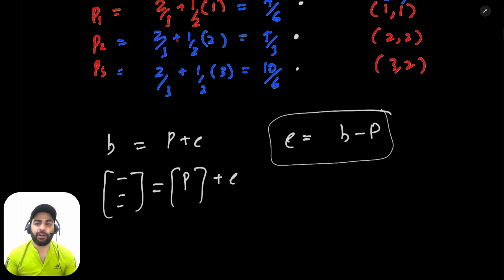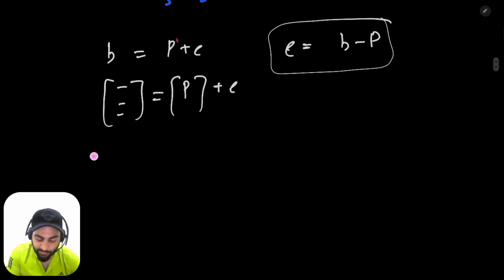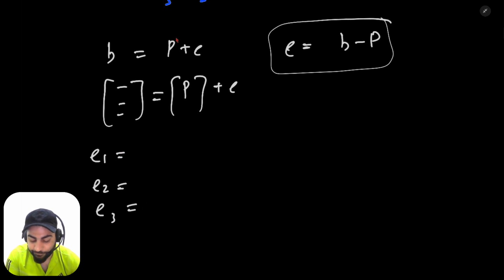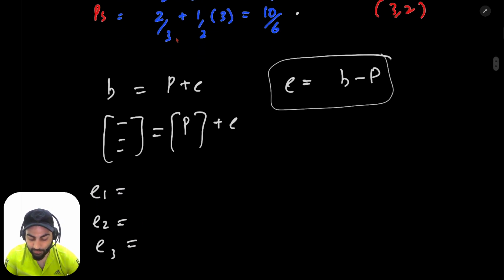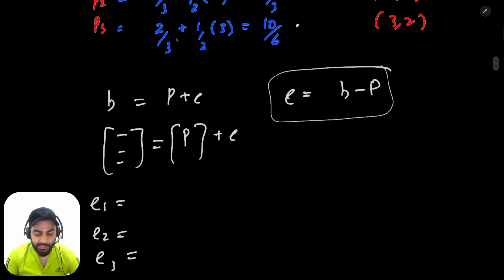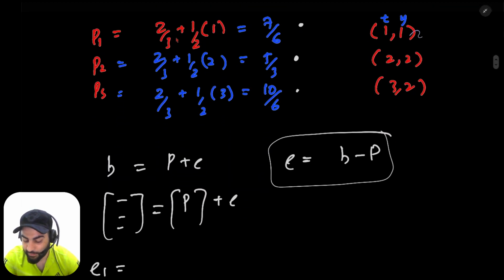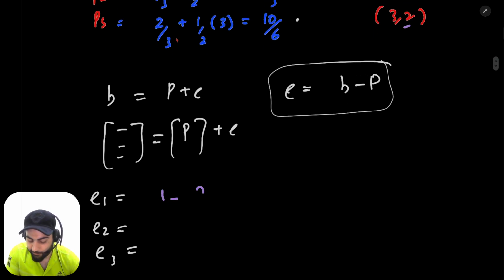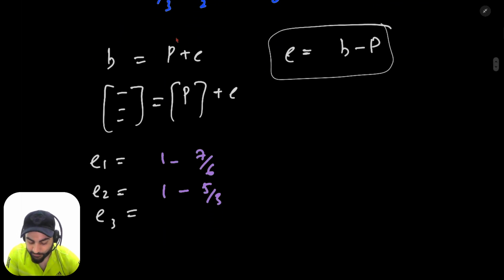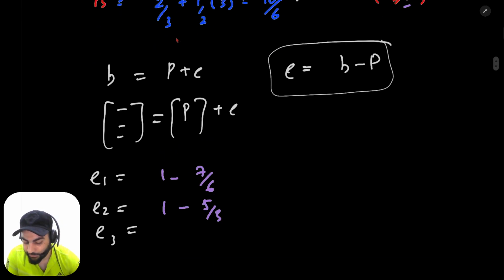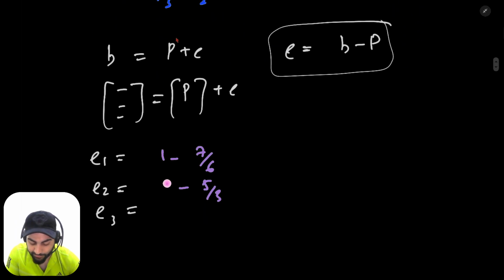Okay, and I want to find the errors. So errors will be error vectors, E1, E2, and E3. So what will be the value of these errors? What is the value of the first point of B? The first point of B is, if you see, 1, 2, and 2. So you'll have to see 1 minus 7 by 6. Then the second point will be 1 minus 5 by 3, if I'm right. Yes. Then the third point will be 2 minus 5 by 3, and this is 2 minus 10 by 6.